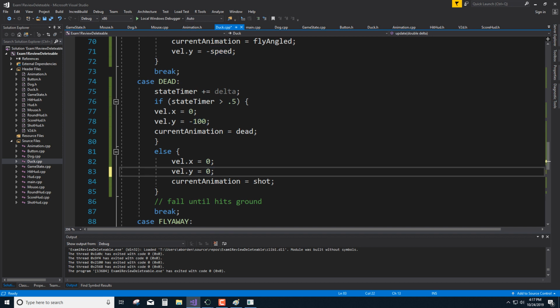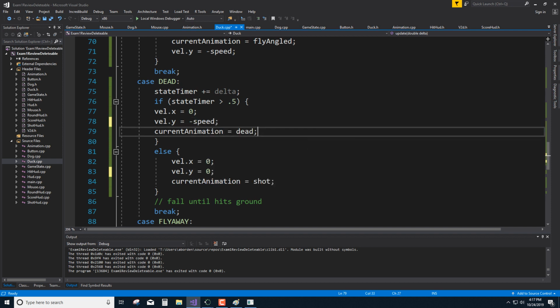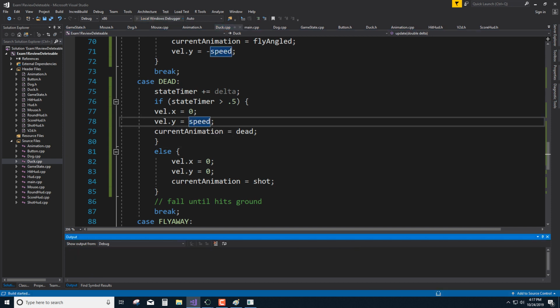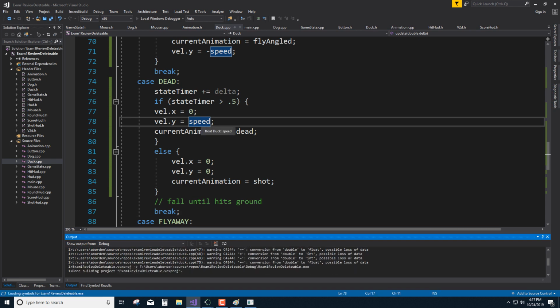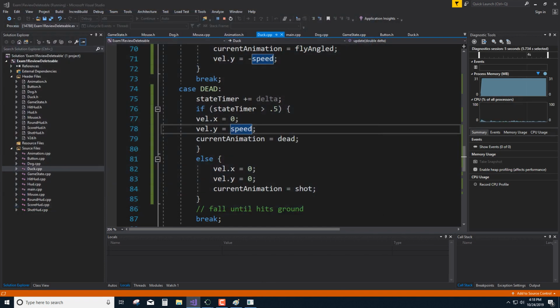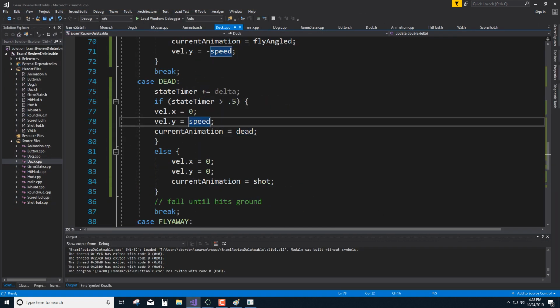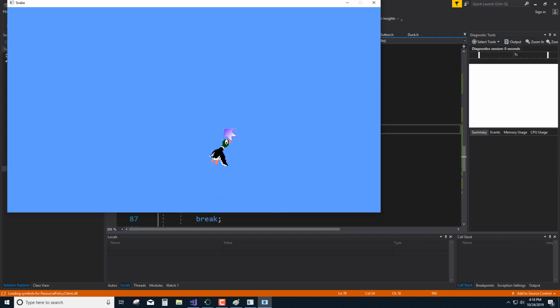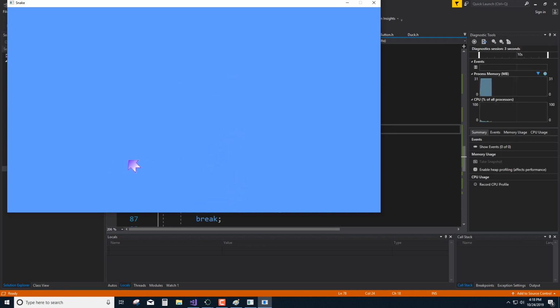Why is this not there? That means you did it wrong. Yeah. That's positive speed if he's going down. Bam! Oh my gosh. Well, he's too slow. That needs to be way faster. Speed times 3. Bam! Yeah, I like that.